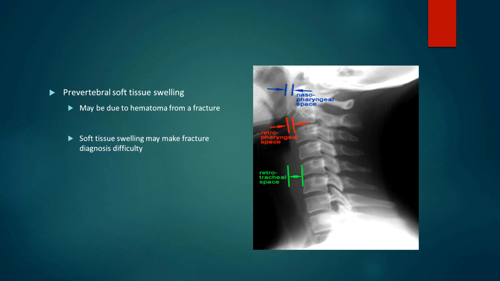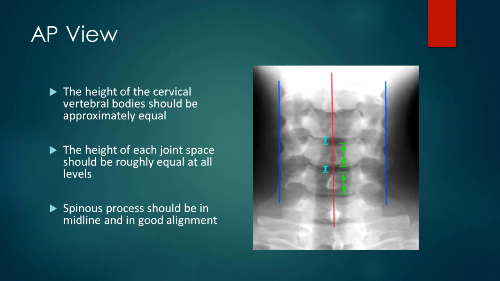Again, prevertebral soft tissue swelling. The retrotracheal, retropharyngeal, and nasopharyngeal spaces are all maintained. There's measurements for these, but I'm not going to go through any of those. Again, here's your AP view. The vertebral heights are all the same. The height of the joint spaces should be roughly equal at all levels, and transverse processes are all in line and equal.